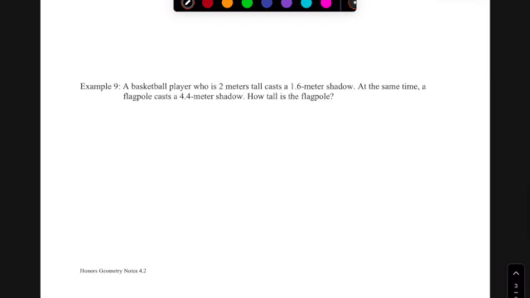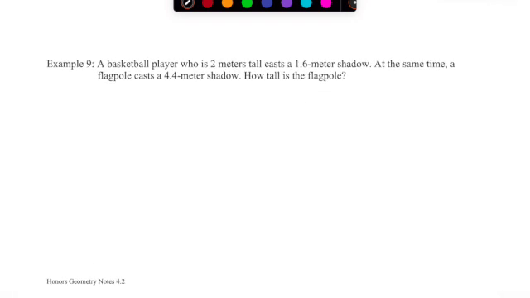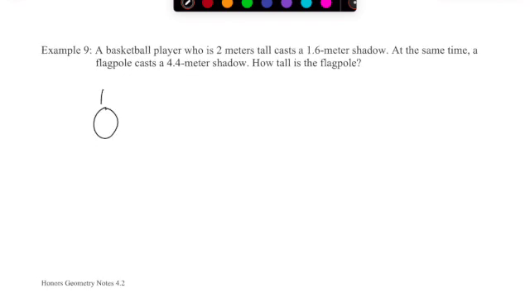Last problem says a basketball player who is 2 meters tall casts a 1.6 meter shadow. At the same time, a flagpole casts a 4.4 meter shadow. How tall is the flagpole? So I'm going to draw a picture for you. Imagine, here's the sun, beautiful sun. Shadows are cast because something interrupts the flow of light from the source. So when you cast a shadow on the ground outside, that's because you are blocking the sun's rays at your body, and the sun's rays can't pass through your body onto the ground, so a shadow is cast. So this is essentially what's happening.